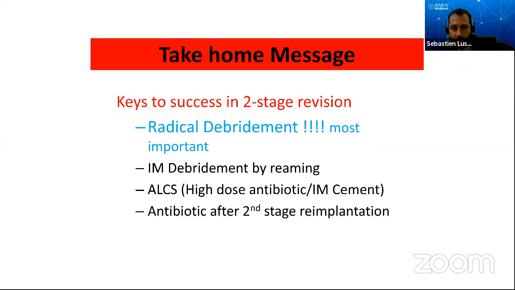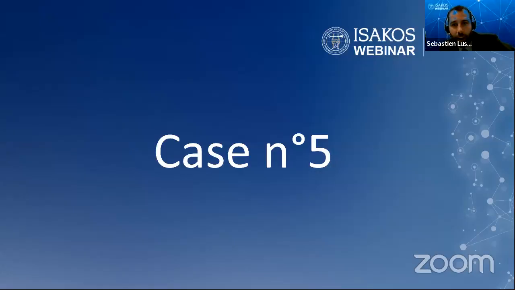So the take-home message is that we should do things right. Radical debridement is critical, and when you have such an infection, you have to be cautious about a second stage reimplantation. Miles, now it's for you for the final case.